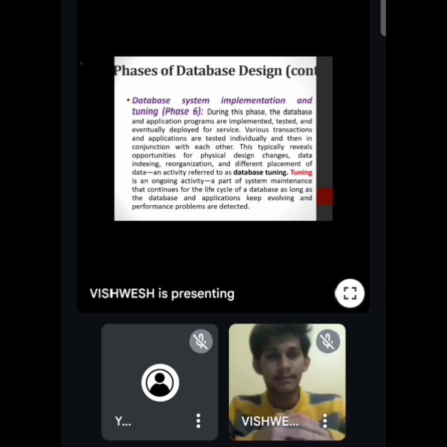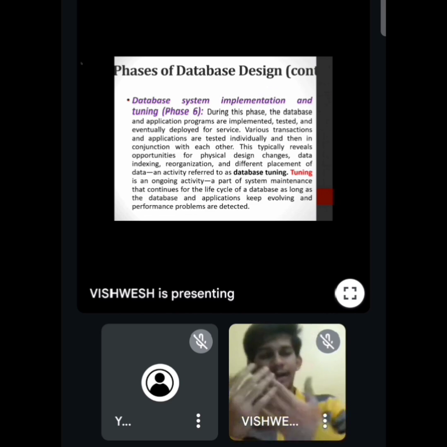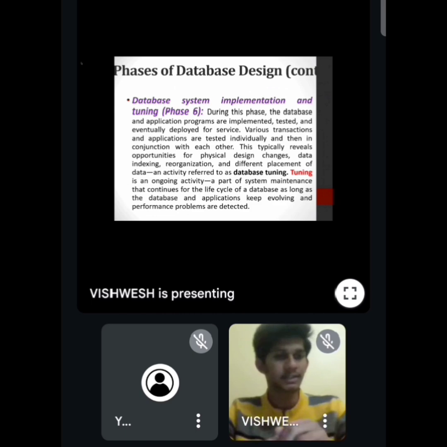Our next phase is phase 6, which is database system implementation and tuning. During this phase, the database and the application programs are implemented, tested, and eventually deployed for real-time services. Various transactions and applications are tested individually and then in conjunction with each other. This typically reveals opportunities for physical design changes needed to improve performance, such as data indexing, reorganization of the elements, and different placements of data.